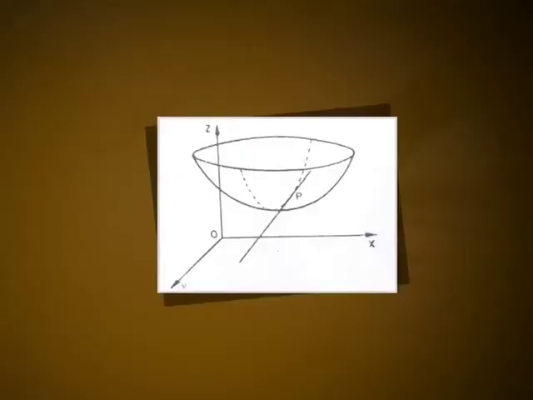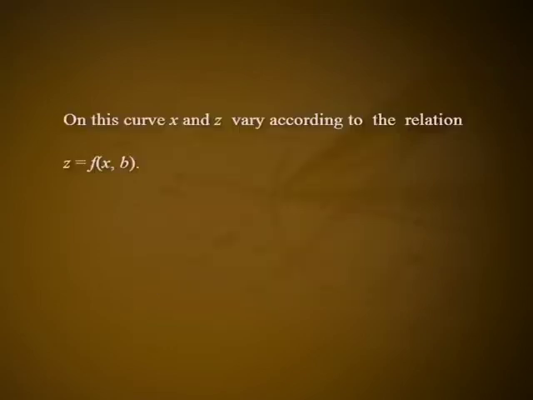The point P(a, b, f(a,b)) on the surface corresponds to the point (a,b) of the domain of the function. If a variable point starting from P changes its position on the surface such that y remains constantly equal to b, then it is clear that the locus of the point is the curve of intersection of the surface and the plane y is equal to b. On this curve, x and z vary according to the relation z is equal to f(x,b).